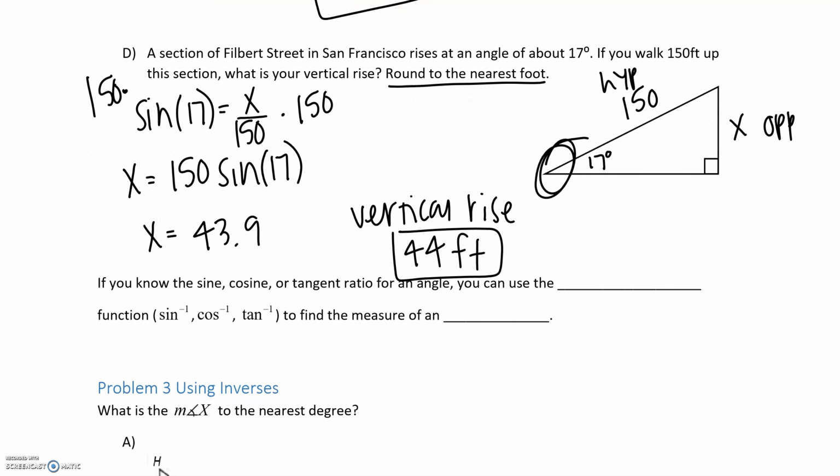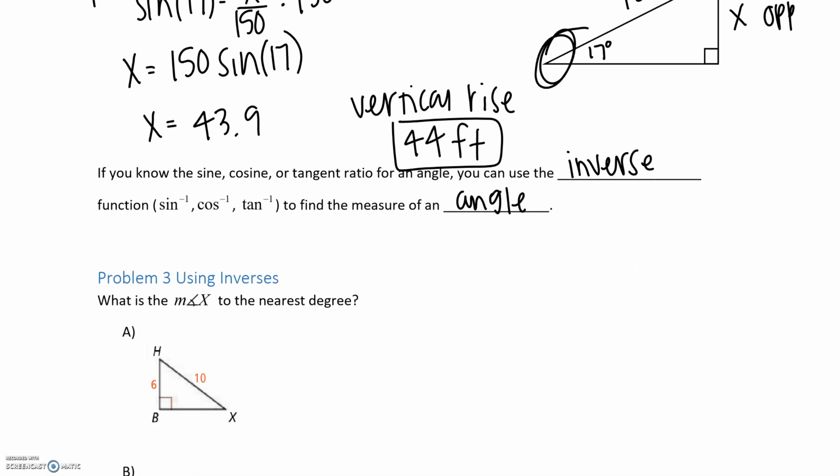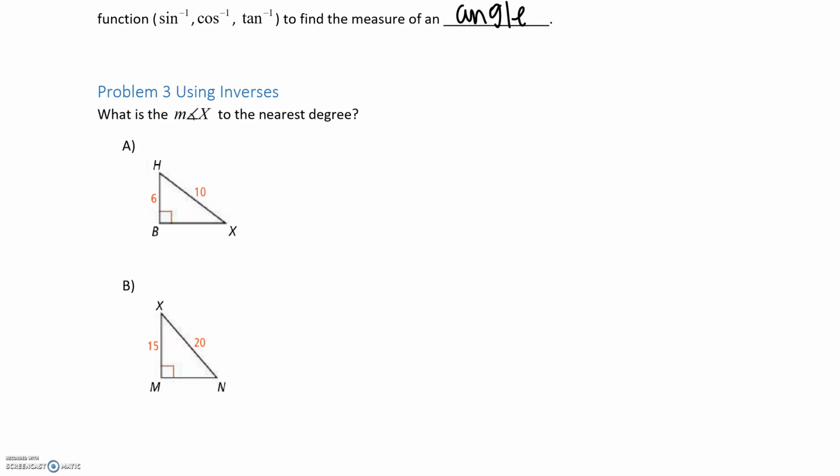Okay. So if you know the sine, cosine, or tangent ratio for an angle, you can use the inverse function. So the inverse of sine, the inverse of cosine, and the inverse of tangent to find the measure of any angle. Okay, so what that means is down here, it wants us to find x. So right now, we have our opposite and we have our hypotenuse.